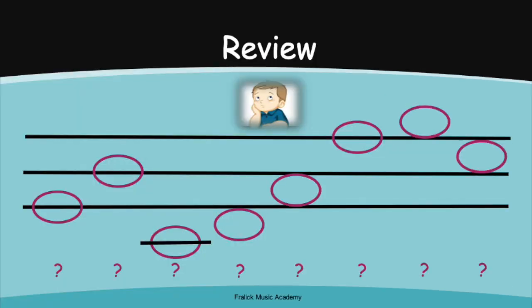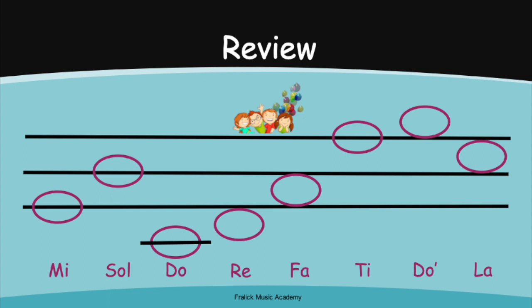Now look at these notes on the musical road. They are all scrambled, so see if you can name all the notes. If you find the lowest note and then go up the stairs, it'll make it easier. The notes you see are mi, so, do, re, fa, ti, high do, and la.